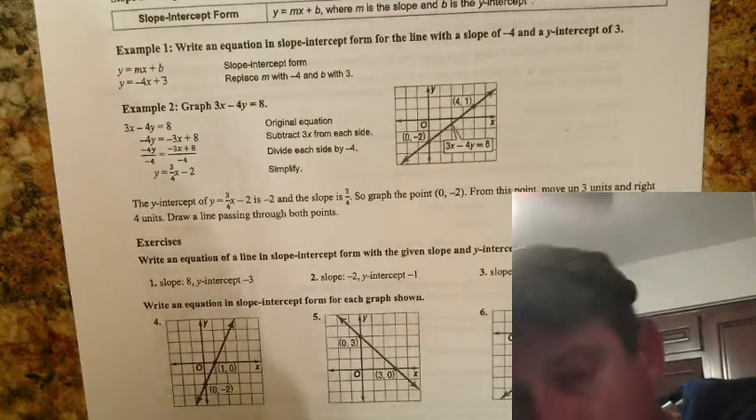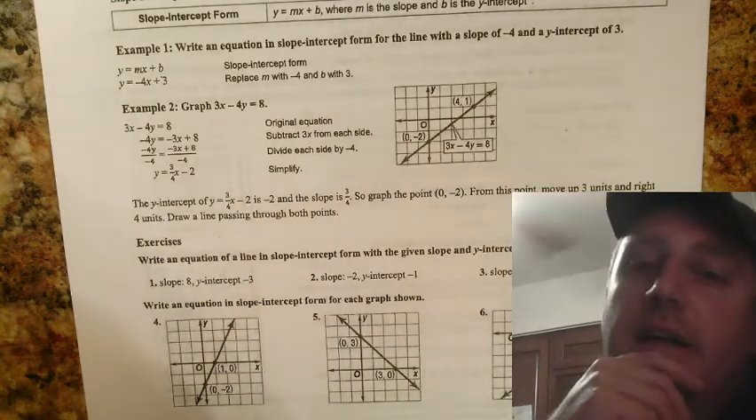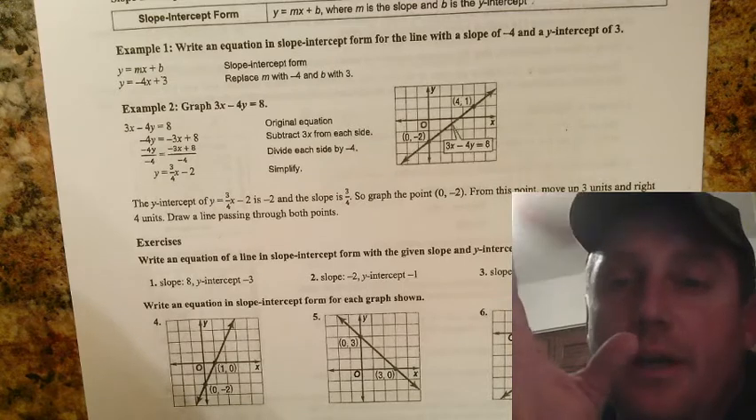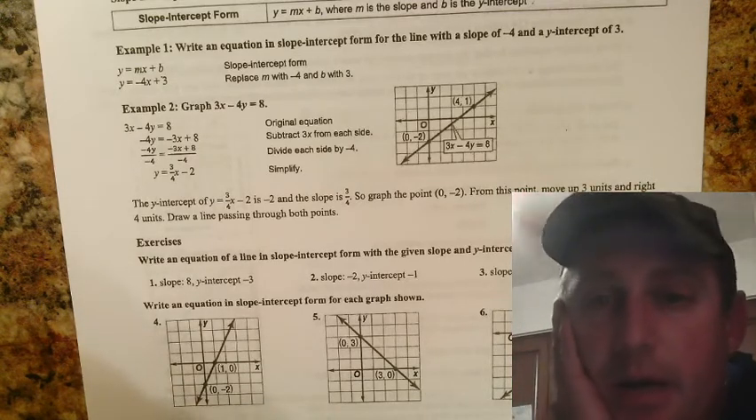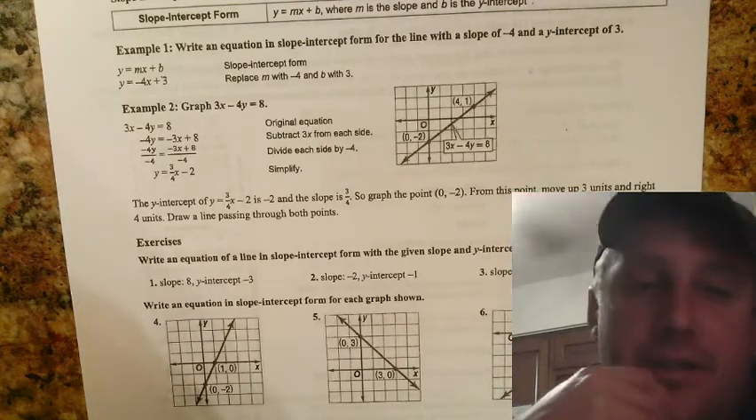All right, hey gang. We're going to continue talking about equations of lines. Specifically, we're going to look at the slope-intercept form. As we work through this, I'm not going to have you do everything that I've given you. I'm going to work you through some examples, and I'm going to tell you what you need to do. So make sure you pay attention here.